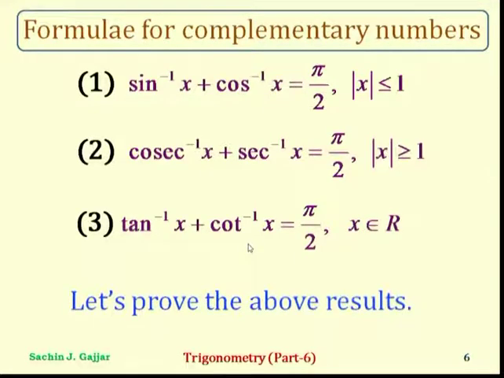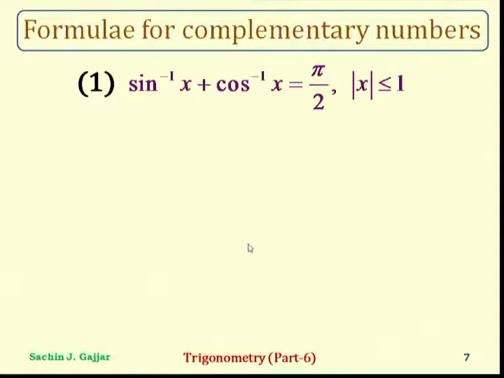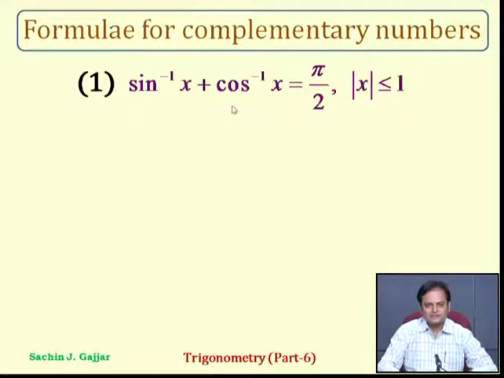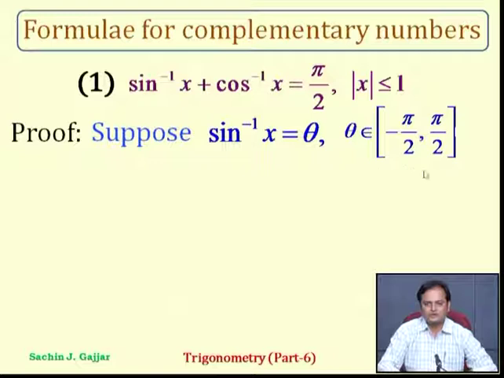So let's prove the above results. First result, sine inverse x plus cos inverse x equal to pi by 2, where mod x less or equal to 1. So proof, suppose sine inverse x equal to theta, and what is theta? Theta belongs to closed interval minus pi by 2 to plus pi by 2. Okay, so by the definition of inverse function, we can write sine theta equal to x.